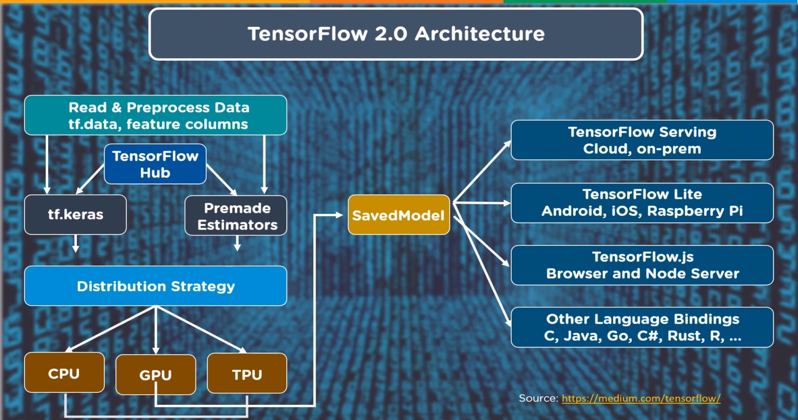You have the TensorFlow JS, which is for browser and Node server. So you can get that out on the browser for some simple computations that don't require a lot of heavy lifting, but you want to distribute to a lot of endpoints. And now they also have other language bindings. So you can now create your TensorFlow backend, save it, and have it accessed from C, Java, Go, C#, Rust, R, or from whatever package you're working on.